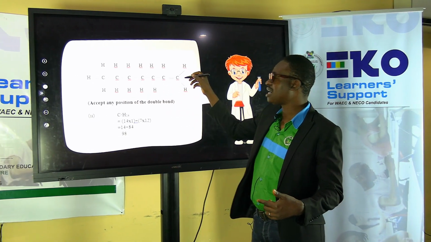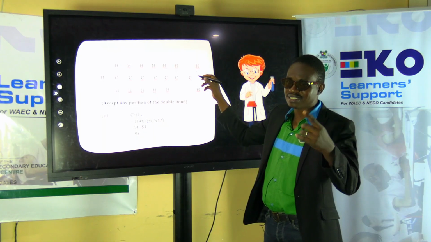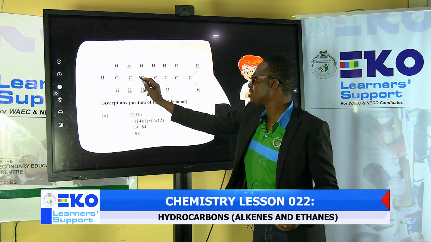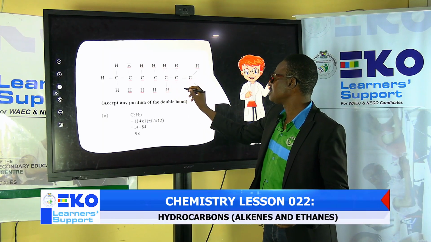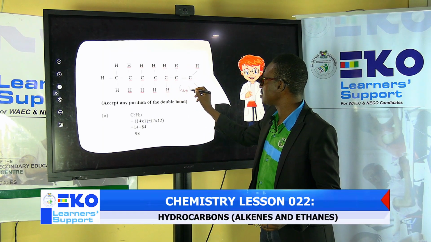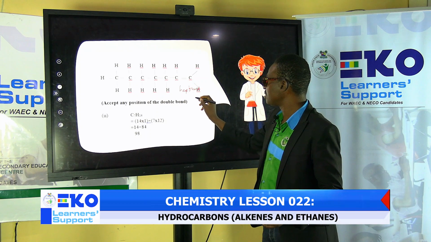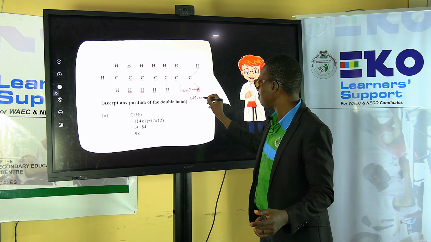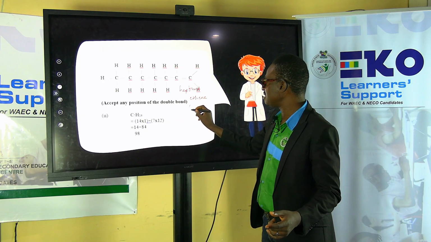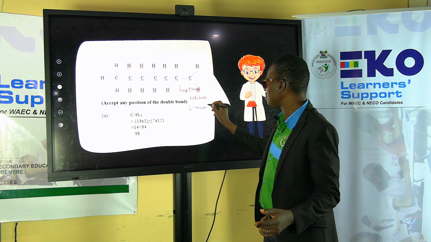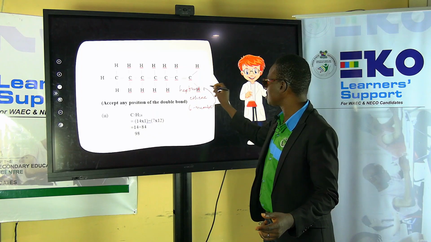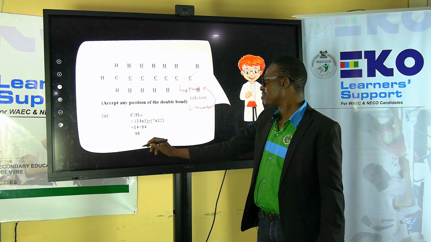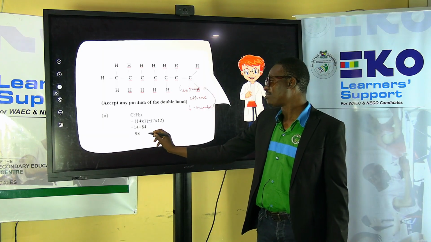So the sixth member will be what? You remember the sixth member? 1, 2, 3, 4, 5, 6, 7. So that is ethene. It's very simple. The first member is 18. If the first member is 18, then the sixth member will just be ethene, which is 7. Good. And we are told to determine the molecular formula.